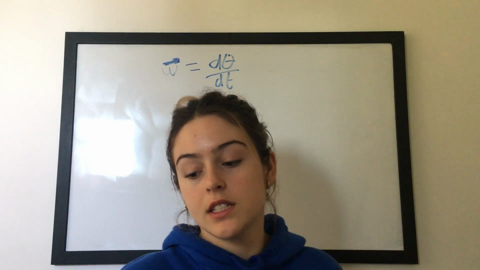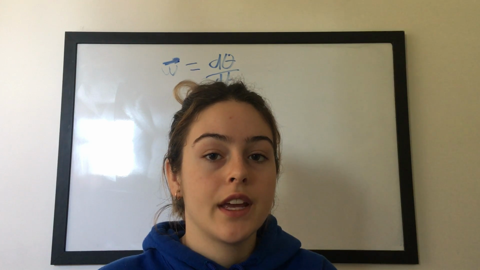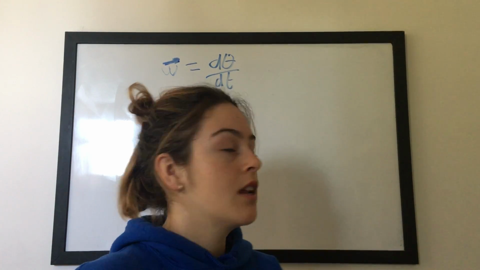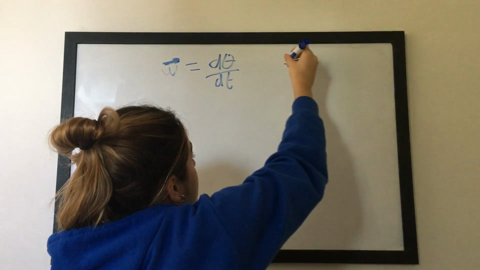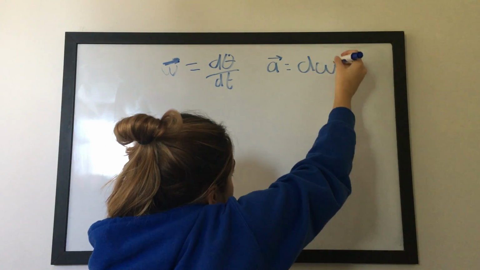Angular acceleration, on the other hand, describes the acceleration of a rotational object or particle and can be given by the following formula: the derivative of the angular velocity.